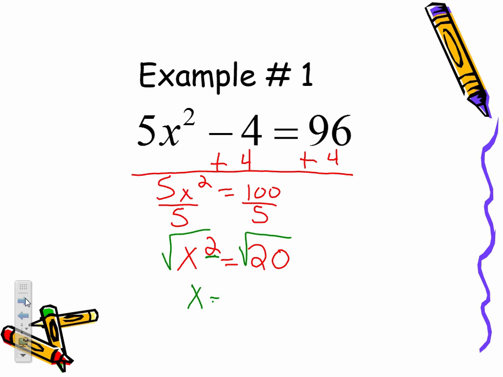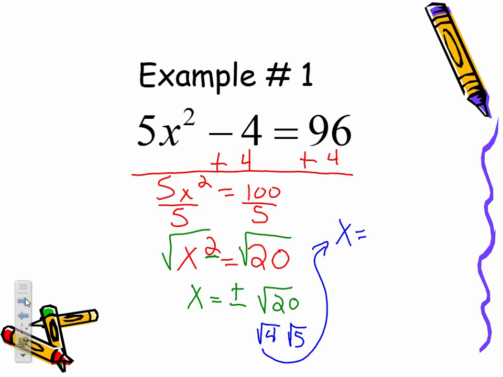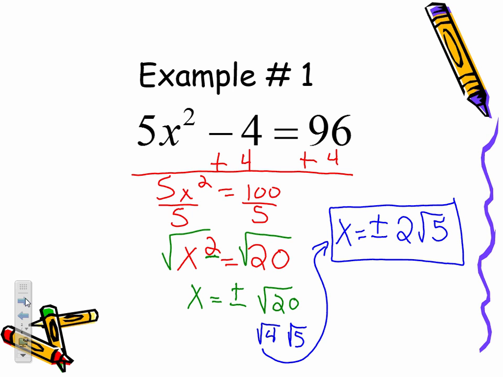So x is going to equal, now, so I mentioned earlier, we have to put plus or minus. We're going to have a positive answer and a negative answer. Plus or minus the square root of 20. Now, we can only leave this answer if there's not a perfect square that can go into it. But we know there's a perfect square that can go into 20, so we're going to break it down. We can set 4 and 5, so our answer is going to be x equals plus or minus square root of 4 is 2 square roots of 5. Alright, example number 1 done.